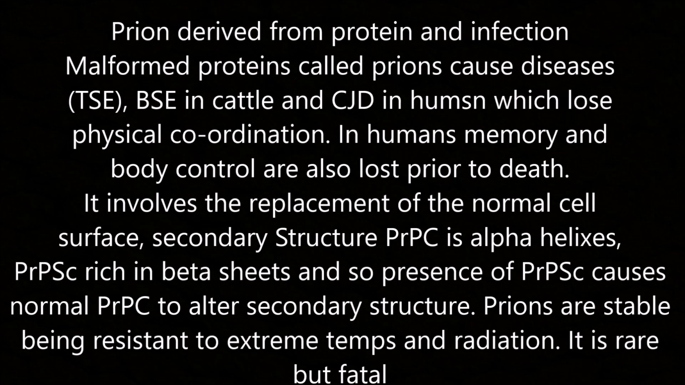It involves the replacement of the normal cell surface protein PrPC, with its alpha helixes, by PrPSc, which is enriched in beta sheets, and so the presence of PrPSc causes normal PrPC to alter its secondary structure. Prions are stable, being resistant to extreme temperatures and radiation. They are rare but fatal.